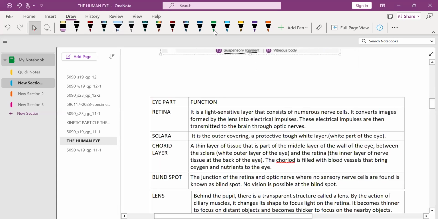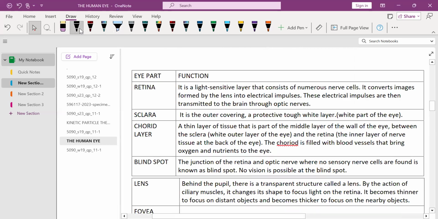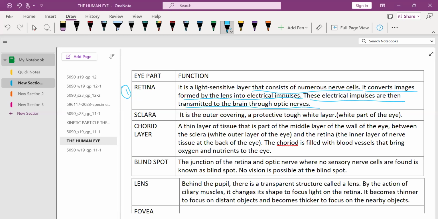Now let's look at the functions of these parts of the eye. The first part of the eye which I have written is the retina. So what is the function of the retina? The retina is a sensitive layer that consists of numerous nerve cells. It converts images formed by the lens into electrical impulses, and these electrical impulses are then transmitted to the brain through the optic nerve. And due to this, we can easily detect what is in front of us and what we are seeing.